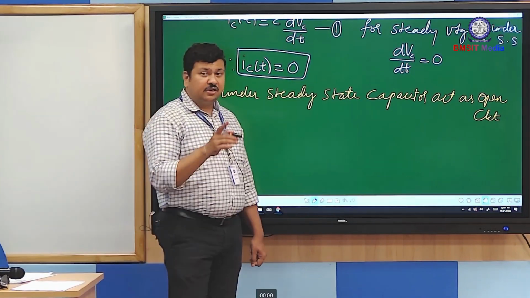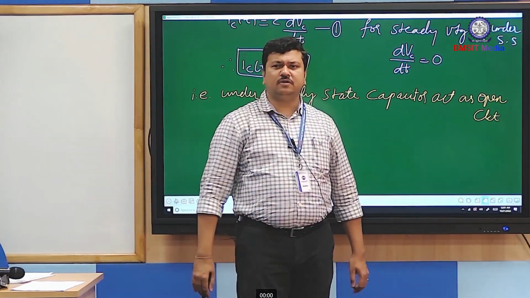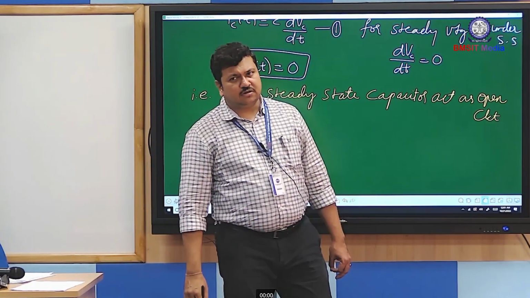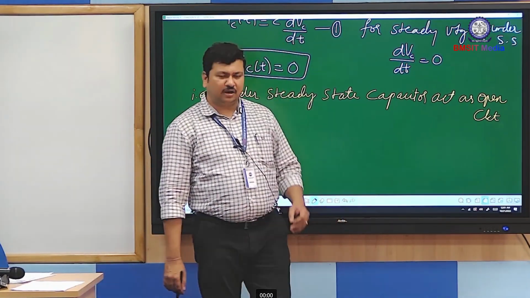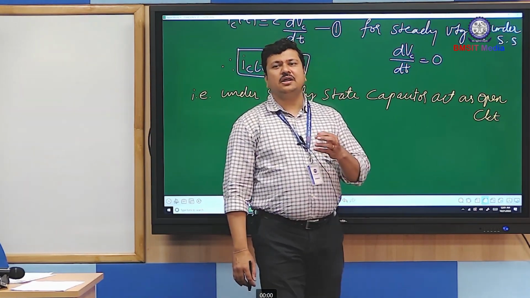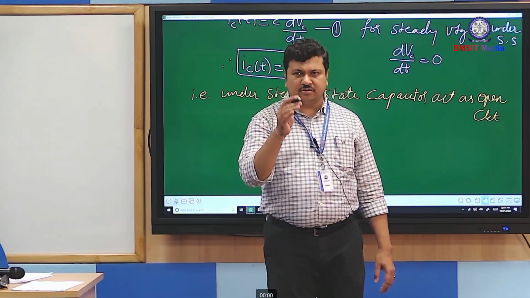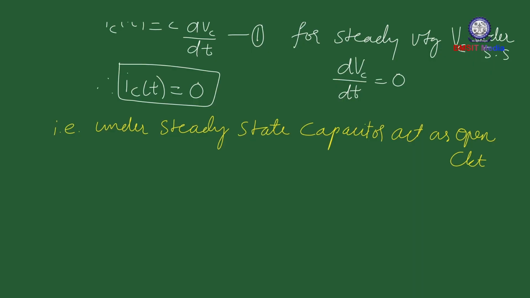Under steady state, the inductor was acting as a short circuit. Exactly opposite behavior we get from the capacitor when compared to the inductor. So if I understand one element, the second element is the complement of that. So inductor and capacitor are always complements of each other. Under steady state, the capacitor acts as an open circuit.